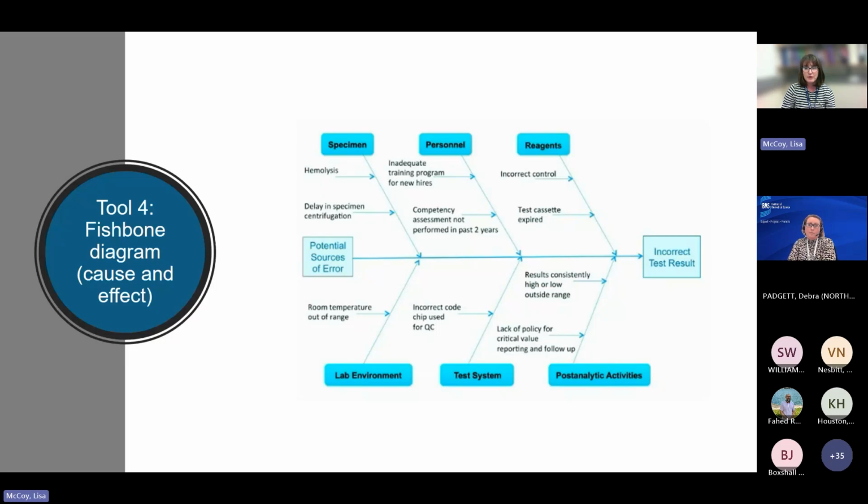One of the real strong benefits of using this approach is that it's a collaborative approach to problem solving, and it focuses on root cause rather than the symptoms.